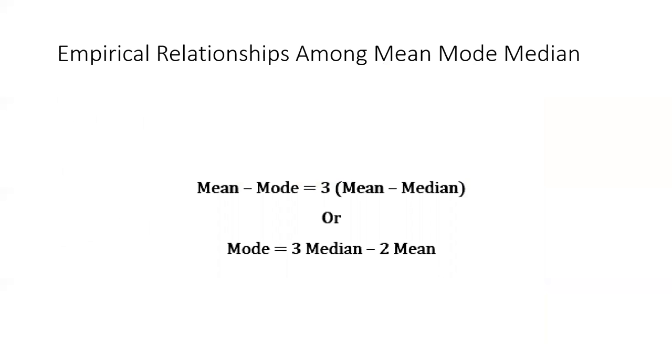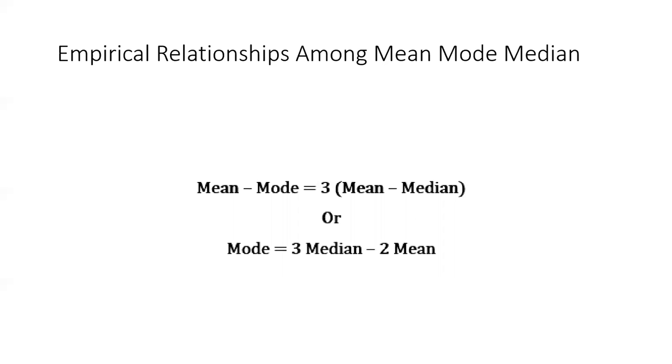Now we study the empirical relationship among the mean, mode, and median. The formula for this empirical relationship is: mean minus mode is equal to 3 times (mean minus median), or it can also be calculated as mode is equal to 3 median minus 2 mean. I am repeating this once again: mean minus mode is equal to 3 times the whole bracket mean minus median, or mode is equal to 3 median minus 2 mean.